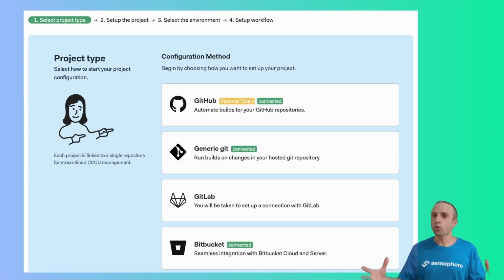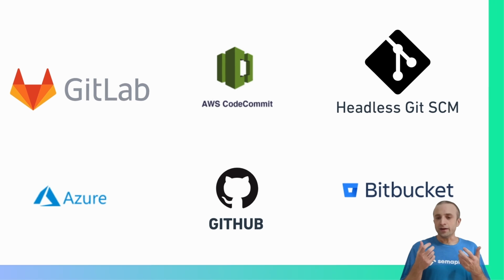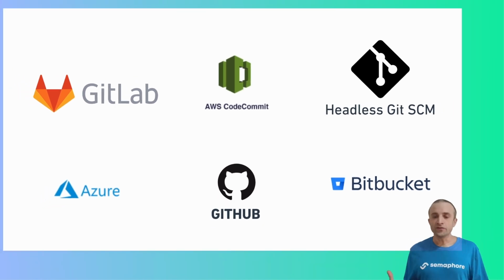Semaphore, on the other hand, can work with any Git provider. It has easy integrations with GitHub, Bitbucket, and GitLab, but it can connect with any Git server that uses SSH. So as long as SSH is a connection method, Semaphore can work with that repository, with that provider. This means you can switch version control providers without losing any of your pipelines.